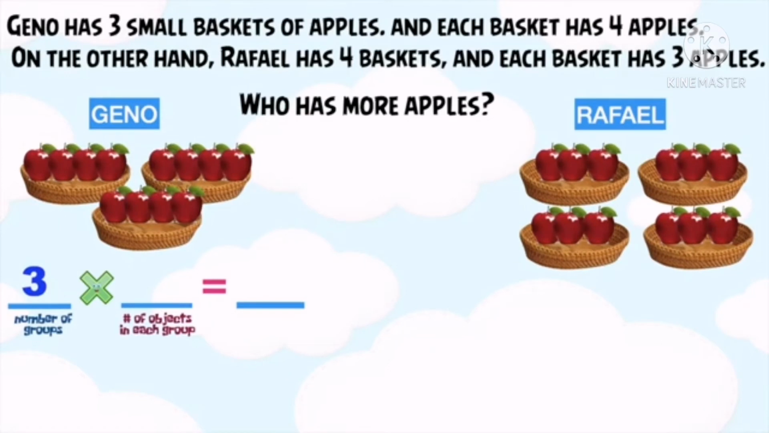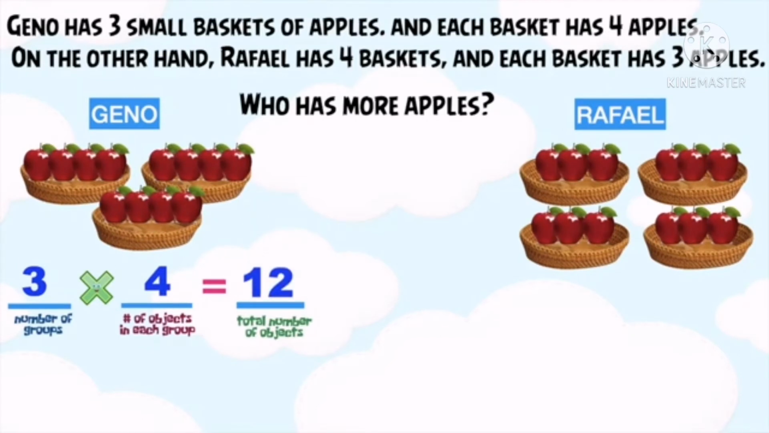Now let's look at the second factor. The second factor is the number of objects in each group. So how many apples do we have in each basket? Very good. We have 4 apples. Now let's count the total number of apples. So Gino has 12 apples.